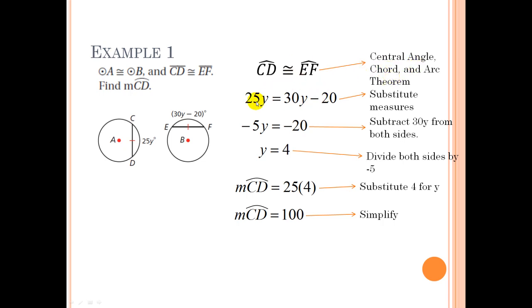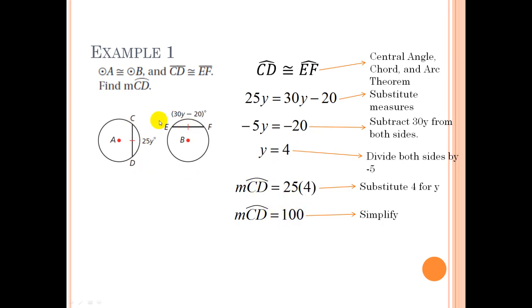I plug in the values for the two arcs, so 25y equals 30y minus 20. Start solving. I'm going to subtract 30y from both sides so that I get only y's on one side. So I get negative 5y equals negative 20. And then I divide both sides by negative 5. Remember, a negative divided by negative is a positive, so negative 20 divided by negative 5 gives you 4. So I end up with y equals 4. And then I can just plug that back in and find that CD is 25 times 4, or 100.